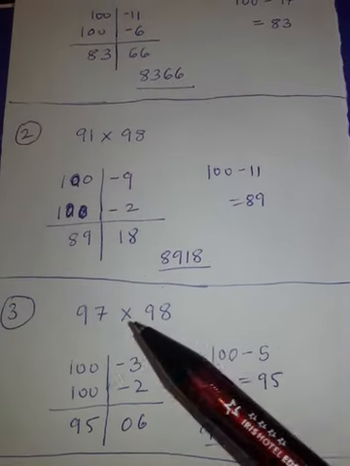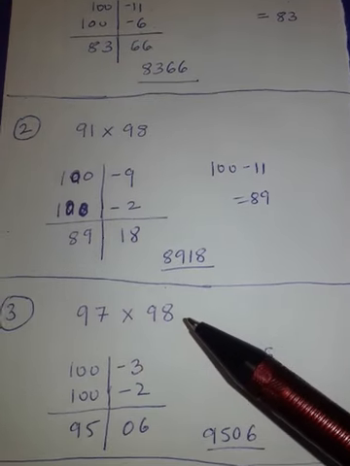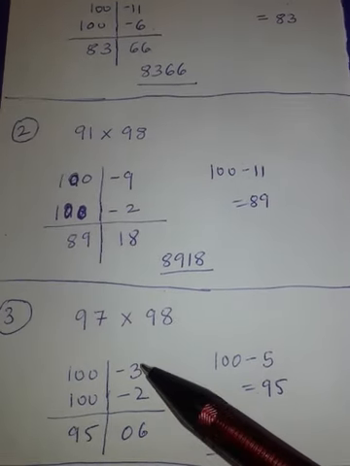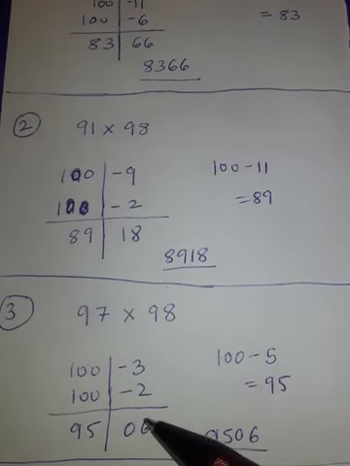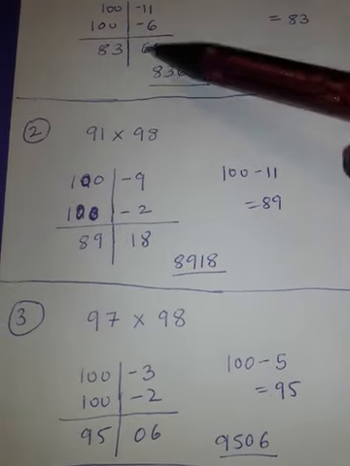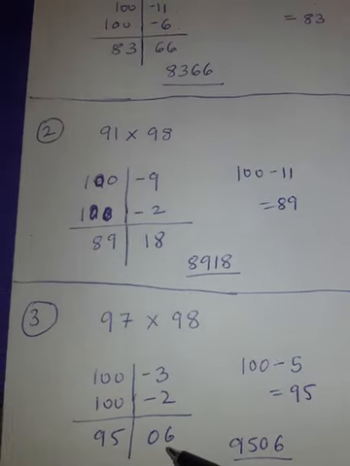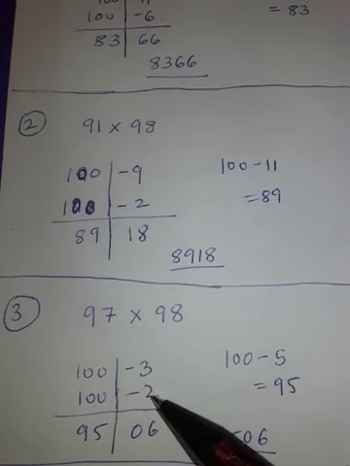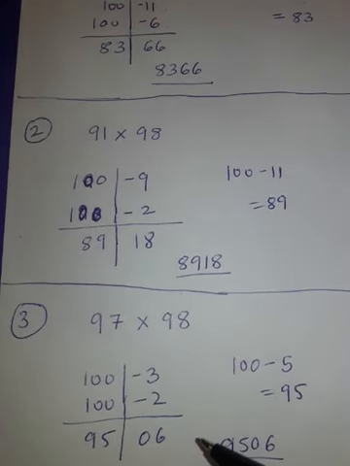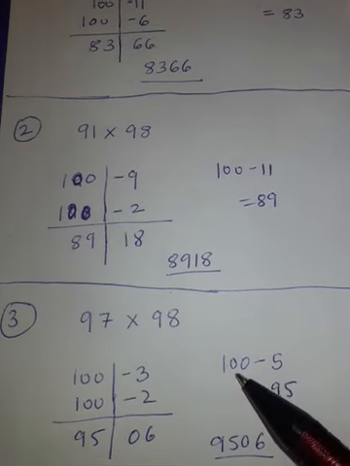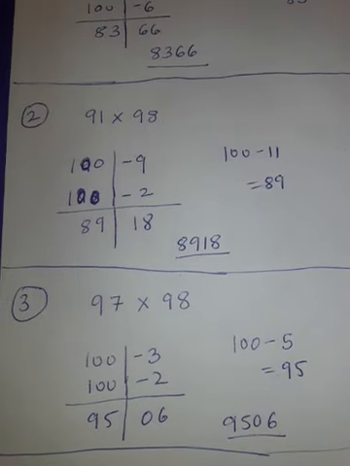Let's see a few more. 97 multiplied by 98. 97 is 100 minus 3. 98 is 100 minus 2. Take their product. Product is 6. But we want 2 digits here. Take that care. In these both examples we had 2 digits, so there is no problem. But if you get the product as a single digit, write it in the form of 2 digits. So 3 2s are 6. Write it as 06. Now minus 3 minus 2 is minus 5. So base is 100. 100 minus 5 is 95. Write 95 here and that becomes your answer.